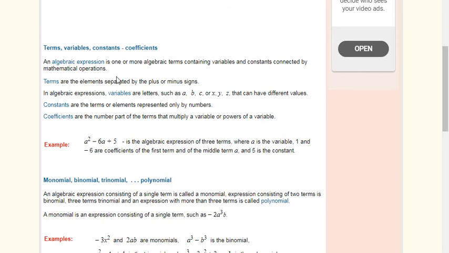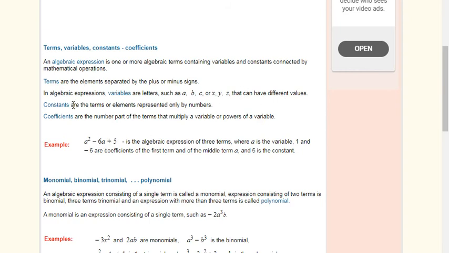Terms are elements separated by plus or minus sign. See this. These are the terms. This is one term, this is two terms, this is third term. Then in the algebraic expressions, variables are letters such as a, b, c, x, y, z, whatever, which can be changed.